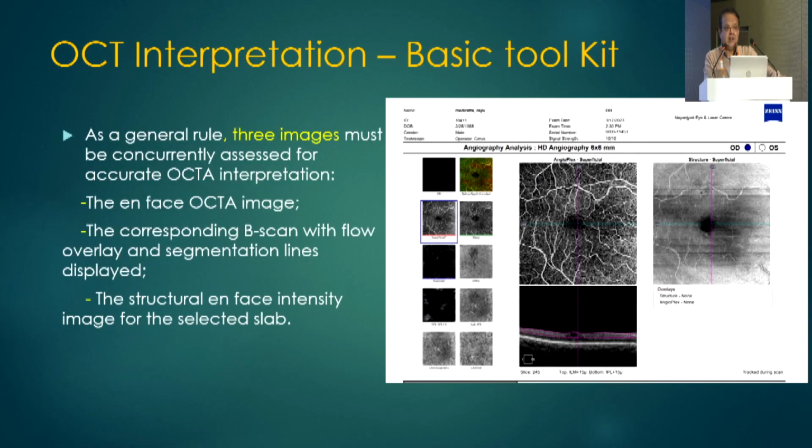Whenever you are interpreting an OCTA image, there are three images here. One is an en face image, which we call an angiographic image. Then you have a structural en face intensity image for the selected slab. And you have a corresponding B scan image. So whenever you are interpreting an OCTA image, all three images have to be taken into consideration before interpreting any disease pathology.